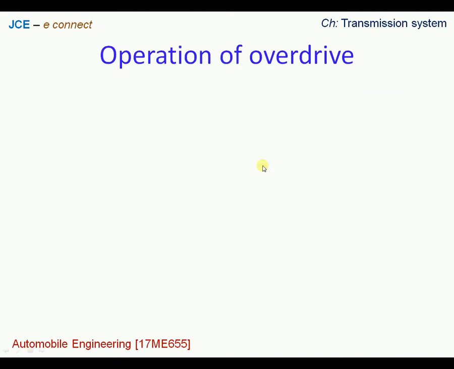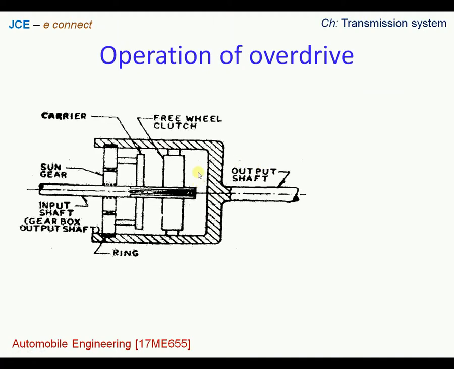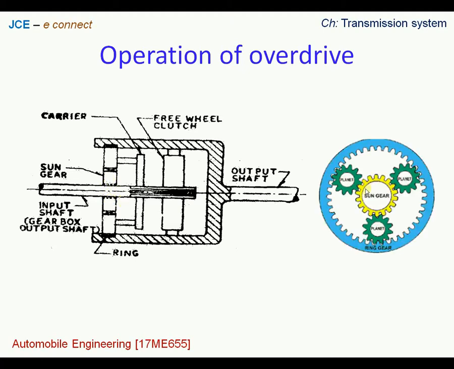Now let us look at the constructional features of the overdrive. So here we have the input shaft which is coming from the engine end, and then we have the output shaft which will be connected further to the propeller shaft. We have the input shaft on which a sun gear is mounted. This becomes very clear when we look at the front view. Let us look at the front view.